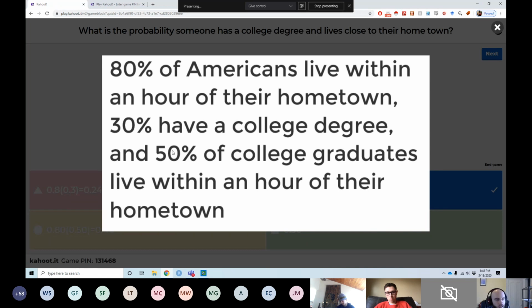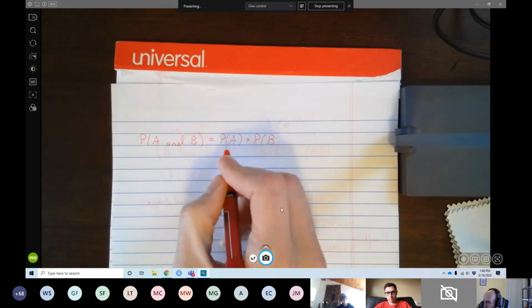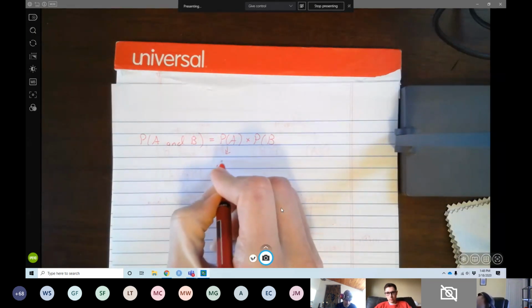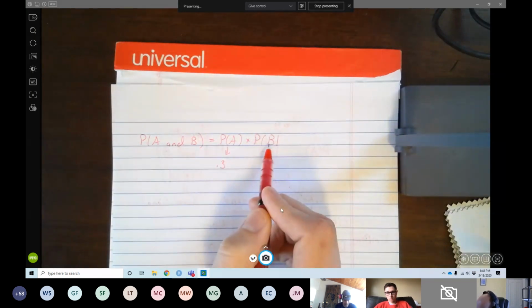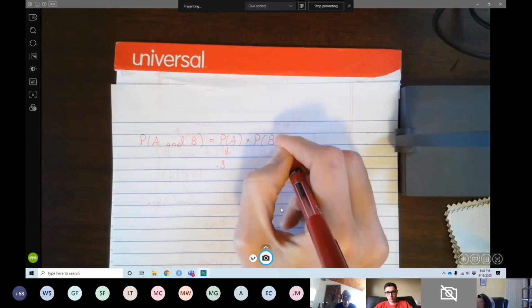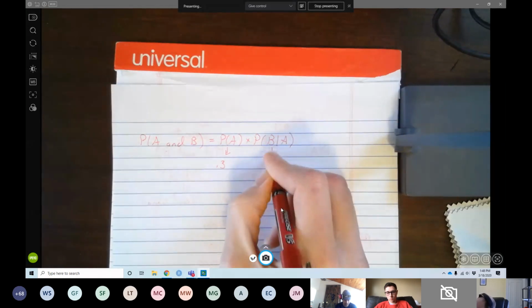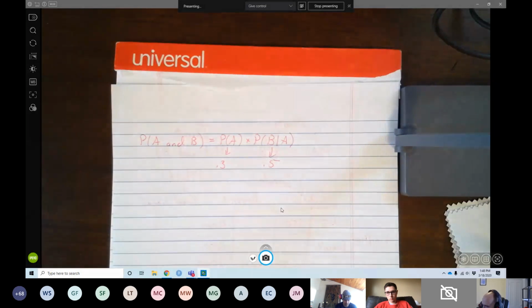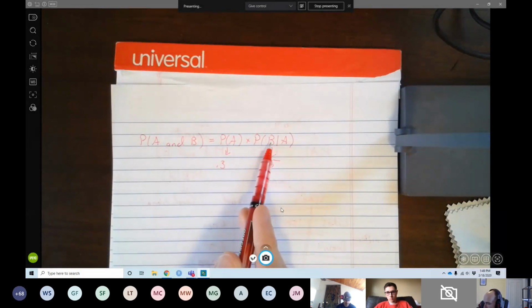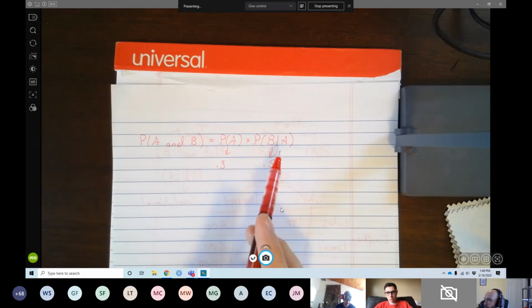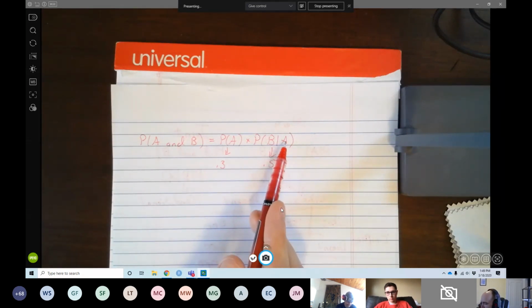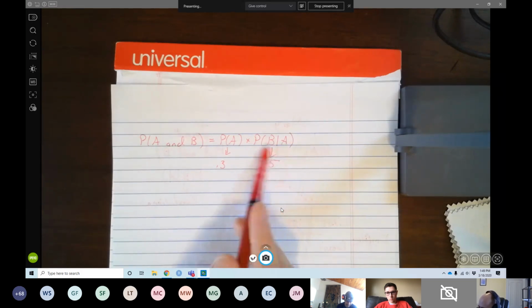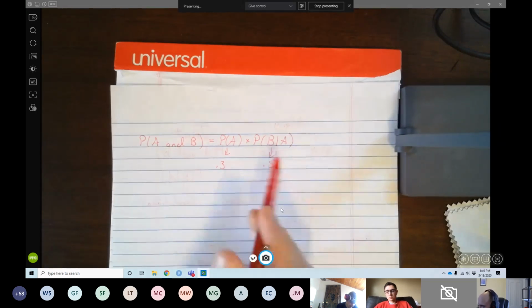So they're not independent. How you handle non-independent events is we know the probability that someone has a college degree. That's 0.3. Then we multiply it by the probability that they live close to home, given that we know they have a college degree. And this one is 0.5. We can't just multiply by the probability that someone lives close to home, because they're not independent events anymore. If they were, you wouldn't have to worry about the conditional part, but because they're dependent events, you have to update what happens next.